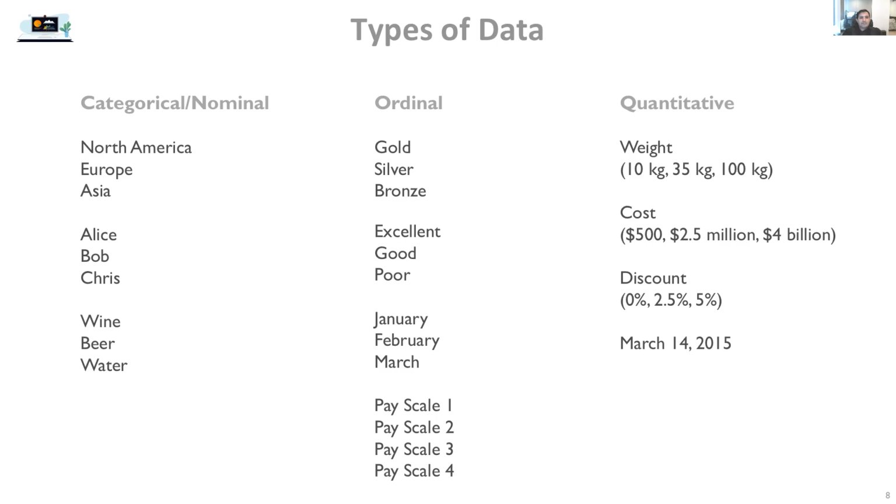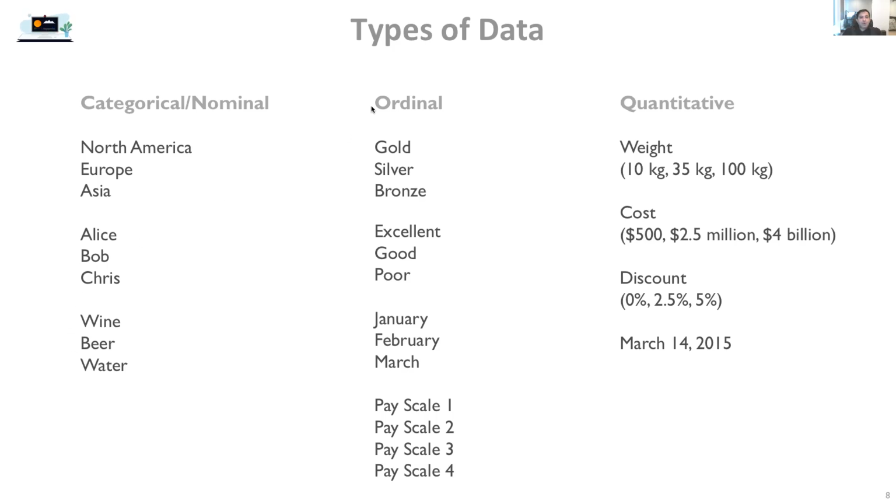Before we get into the details of using color to represent data, let's talk about different types of data. One way of grouping data is to say there are three types of data: categorical, ordinal, and quantitative. Categorical data represents things. These things are mutually exclusive labels without any numerical value. For example, continents, people, or drinks. These do not have any numerical values.